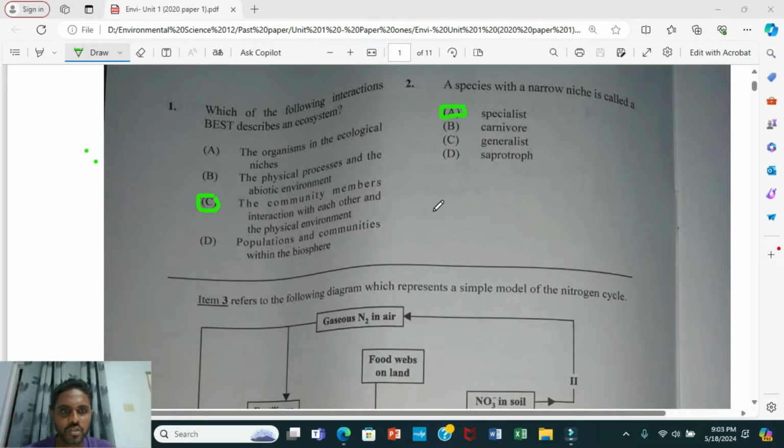All right. Question number 2 says, a species with a narrow niche is called a specialist. So your answer here is A. And of course, the generalist is like C, right? So the answer is A, meaning those organisms need specific conditions to survive, and without those, they will die. The generalist, like the cockroach, can live anywhere and in any condition. All right, let's move on.